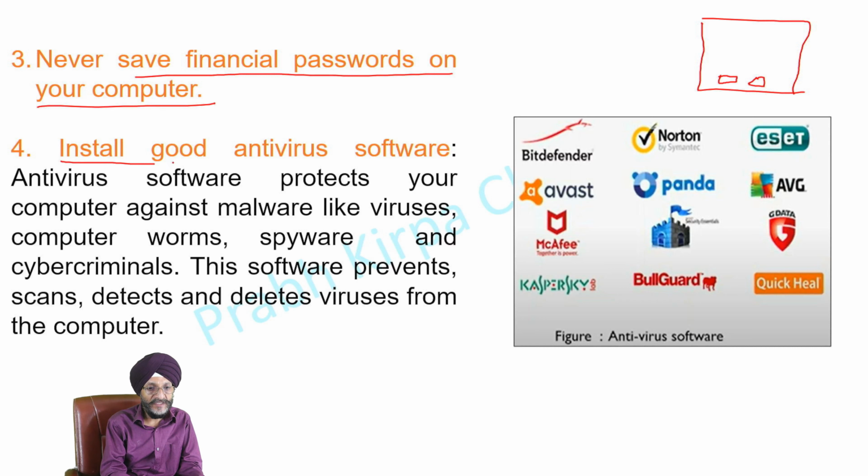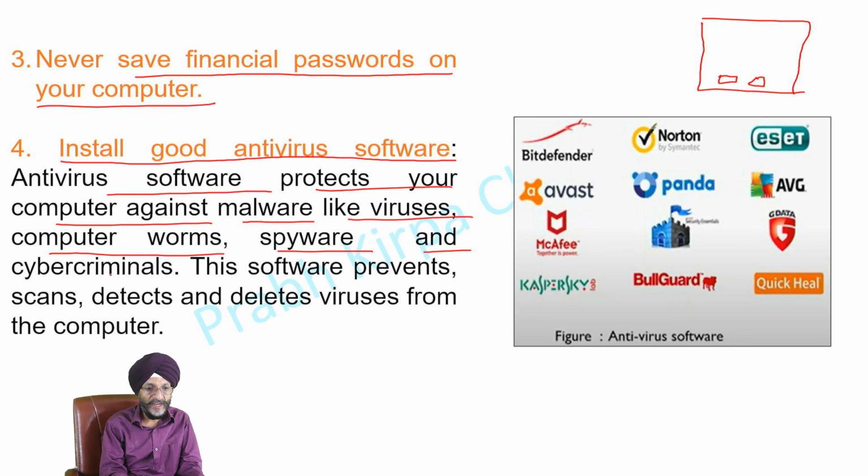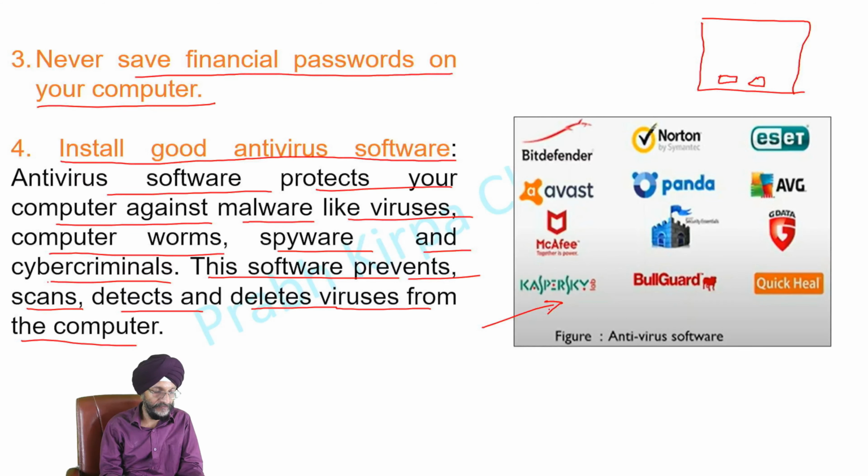Fourth, install good antivirus software. Antivirus software protects your computer against malware like viruses, computer worms, spyware, and cyber criminals. This software prevents, scans, detects, and deletes viruses from the computer. Here is a list of some of the good antivirus software. Though we have shown this figure, we in no way support any of this antivirus software. This is only for the information purpose.